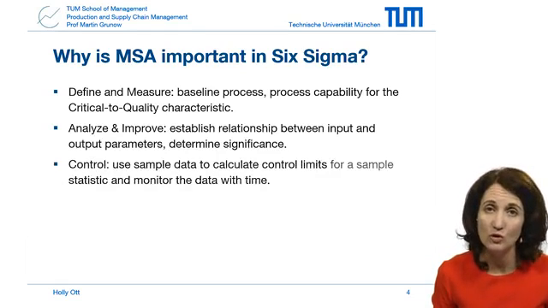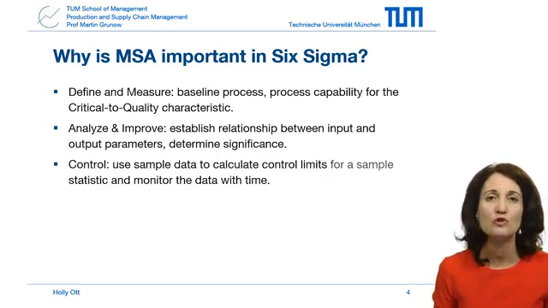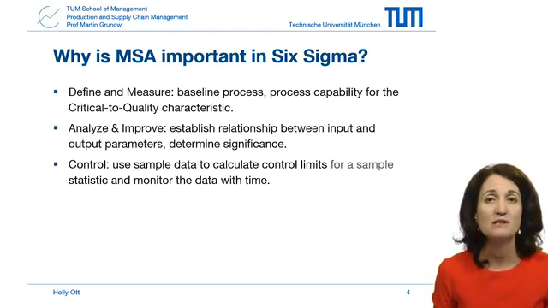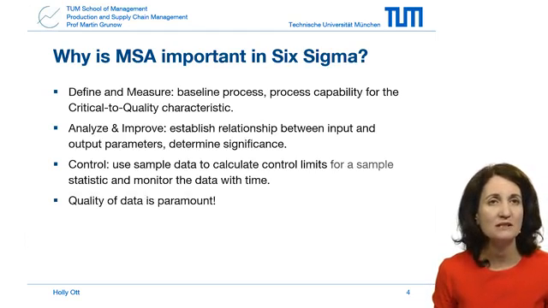And finally, in control, we also use measurements to control the process. We calculate a statistic from sample data, and we compare this with statistical control limits for the process. If the comparison indicates that the process is out of statistical control, then an adjustment of some kind is made. This means that the quality of the data is paramount. Poor quality data will lead to poor results in every part of the DMAIC cycle and will not yield any benefits.